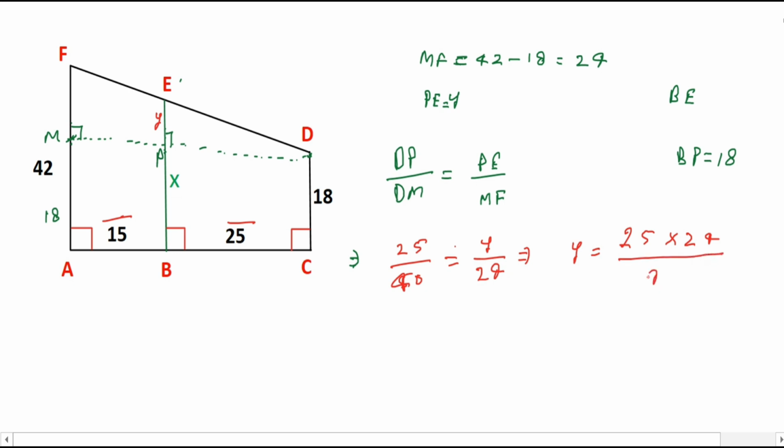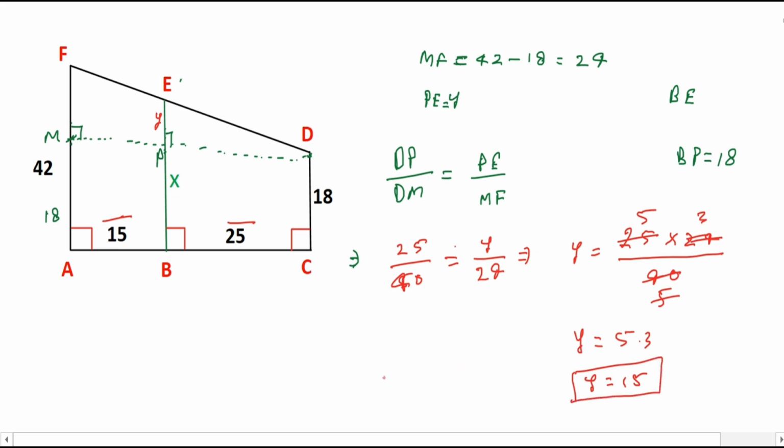So if we simplify it, 8 will divide 24 and 40 respectively. So from here we will have 3 and 5, and further we will have 5. That means the value of Y will be equal to 5 multiplied by 3. So from here we will have Y is equal to 5 3s are 15, that will be 15.